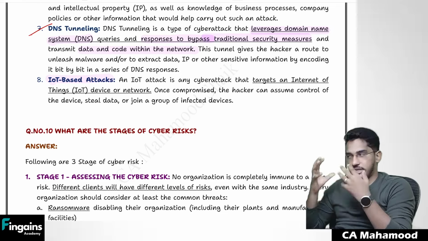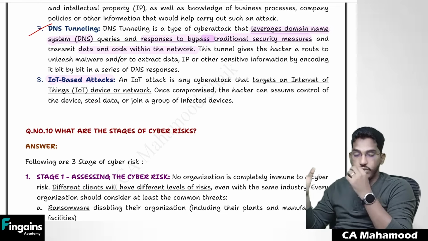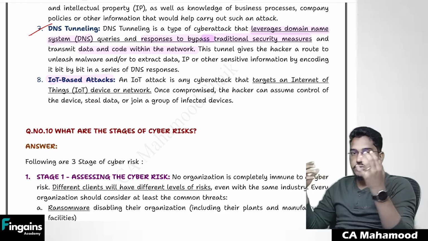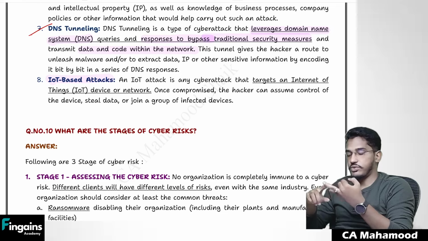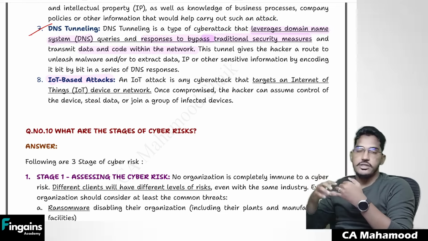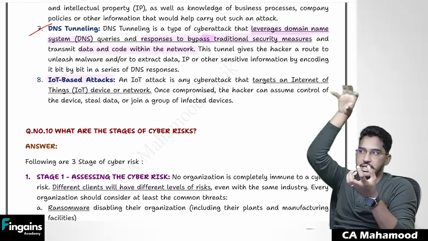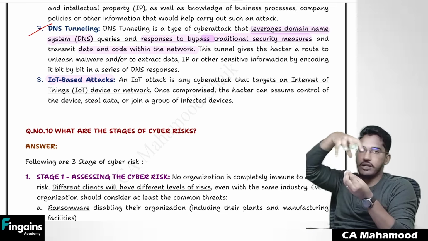IoT is a new, emerging technology. We call it the Internet of Things, where multiple devices are connected to each other. Like today, our cars are connected to our mobile phones, our air conditioner is connected with the mobile phone, and we have the Amazon Alexa example, where all the electronic devices might be connected. That is the Internet of Things.